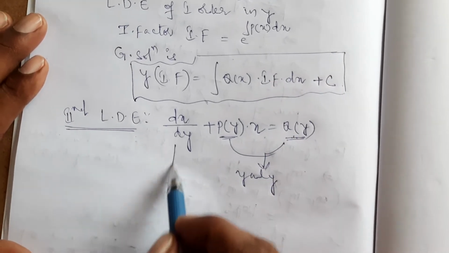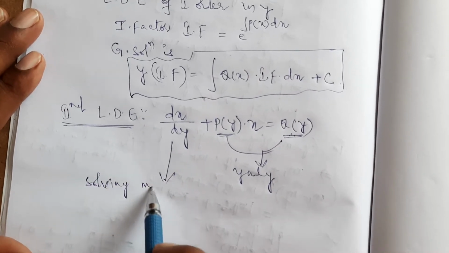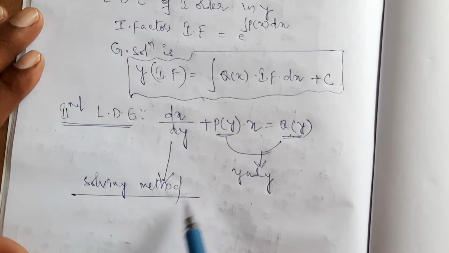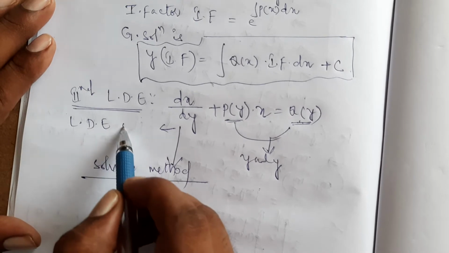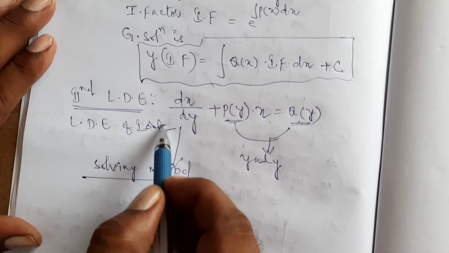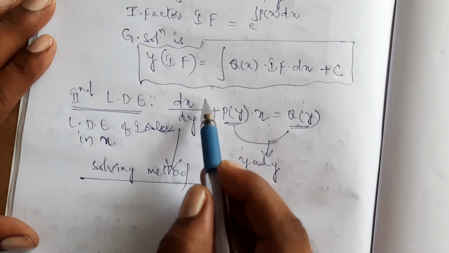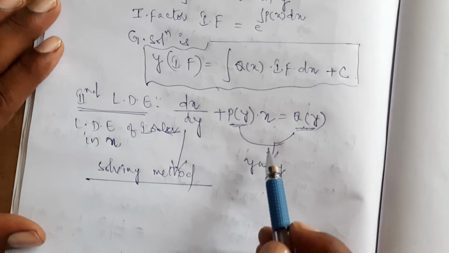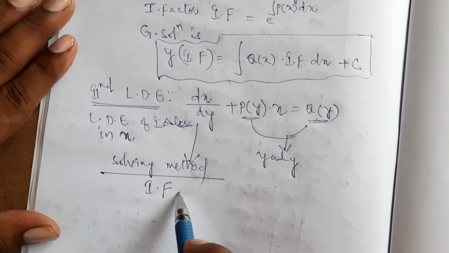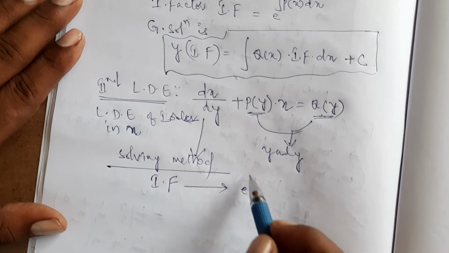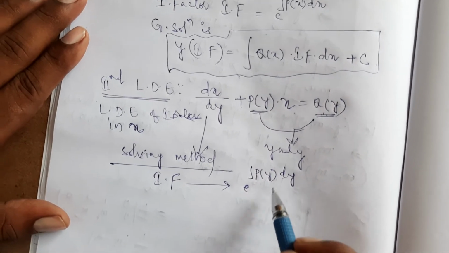Now for this equation, how can you find the solution? This is known as the linear differential equation of first order in x: dx by dy plus p of y into x is equal to q of y. Even for this one, the first step is to find the integrating factor. What is the integrating factor? e power integral p of y dy. This is the integrating factor.